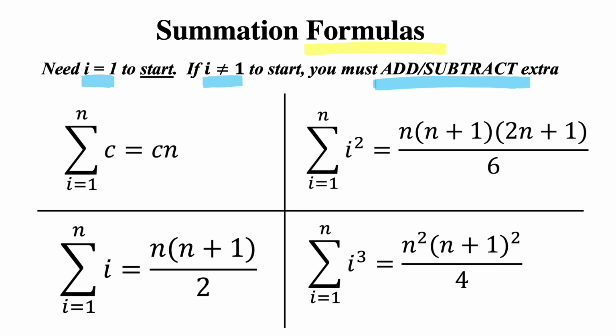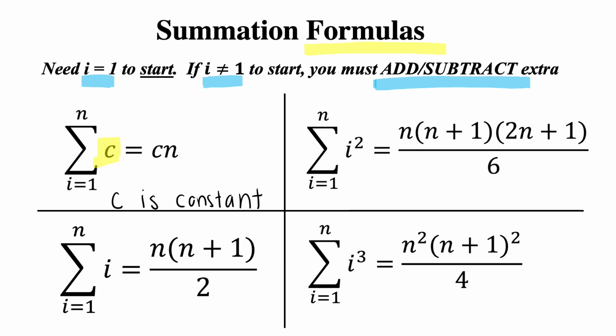So your four formulas, and if you can recognize one of these four, then you do not have to do your sum of terms. You can jump right to your formula. The first one is that if you have the sum from when i equals 1 to n of c, where c is a constant, just a regular number, then that is just equal to c times n, where n is that upper bound.